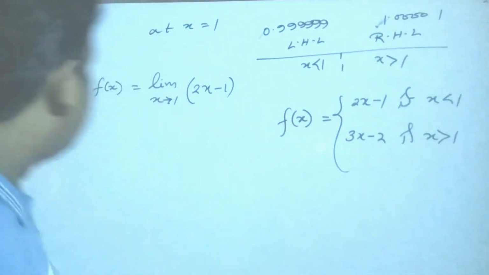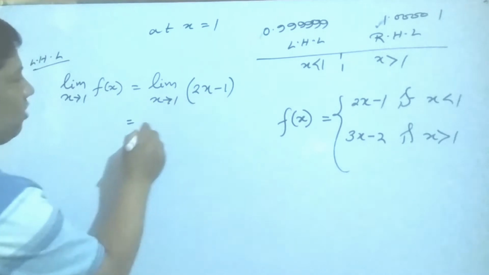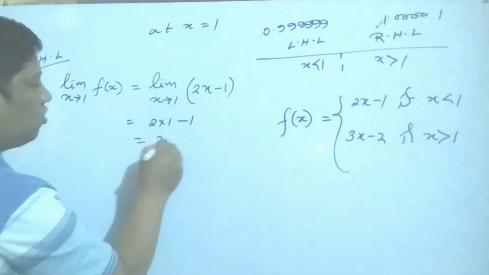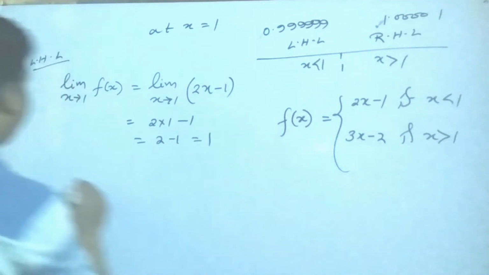Okay, my students? Now just you substitute the limit. Instead of x, you get the result 2 minus 1 equal to 1.